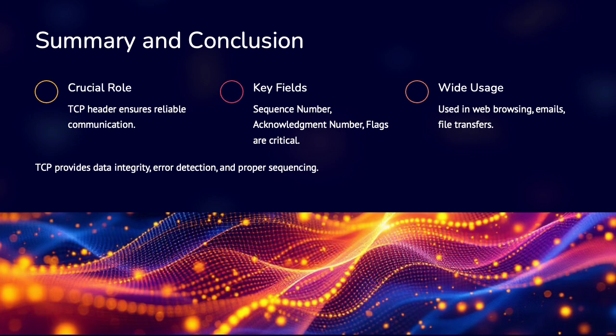Coming on to the summary. In summary, the TCP header plays a crucial role in ensuring reliable communication over networks as the control center for TCP connections. TCP provides data integrity, error detection, and proper sequencing.